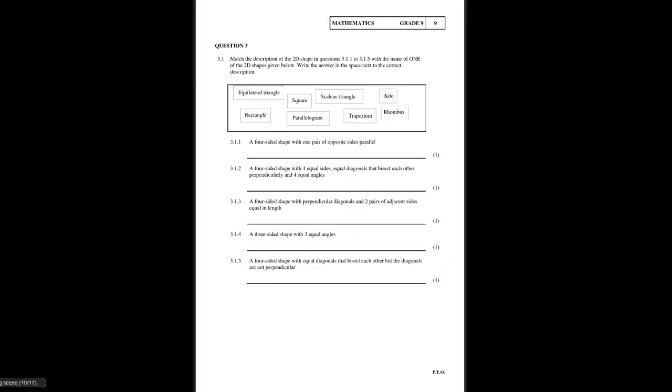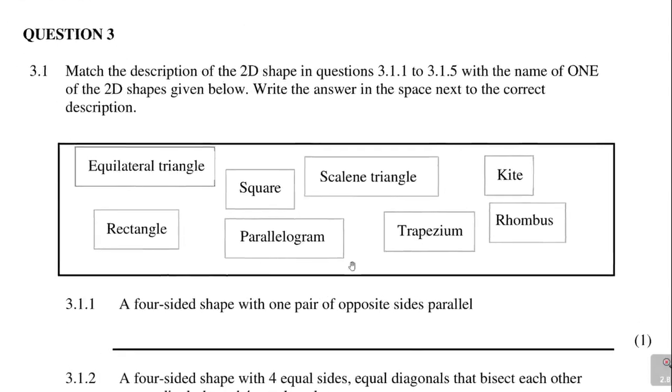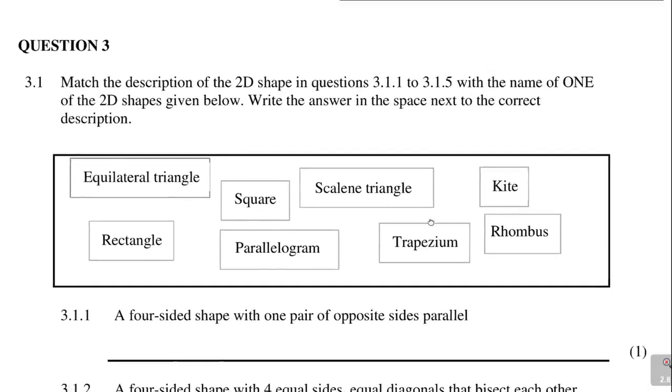Okay. Now, let's go to question number 3. I don't think there are calculations. We're not going to spend much time here. I like question 3. It says match the description of the 2D shape in question 3.1.1 to 3.1.5 with the name of one of the 2D shapes given below. Write the answer in the space next to the description.